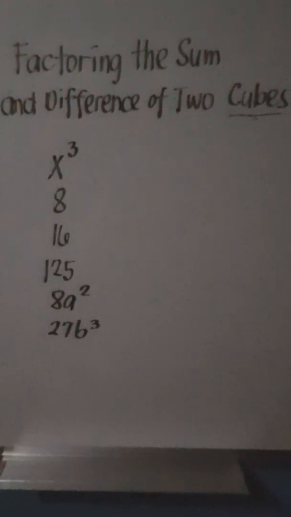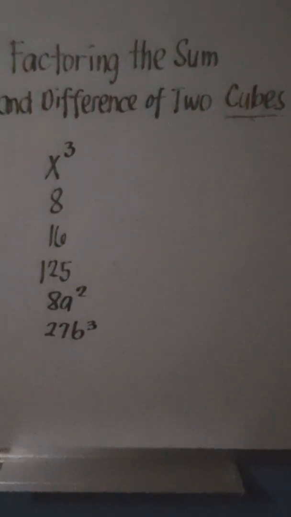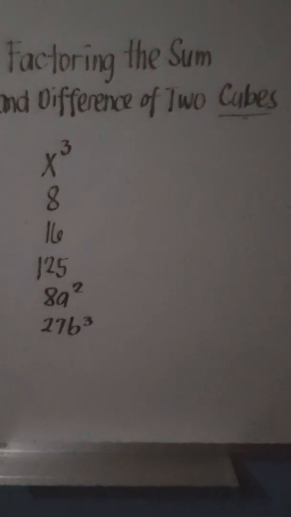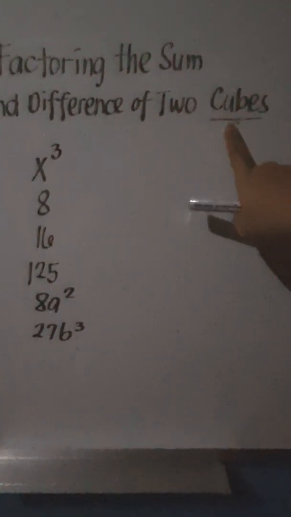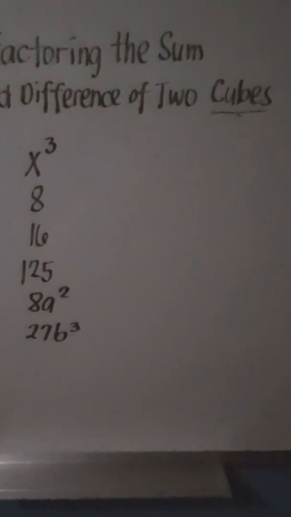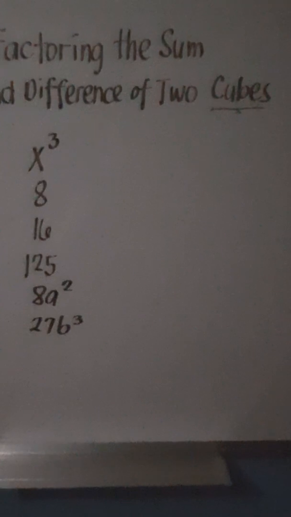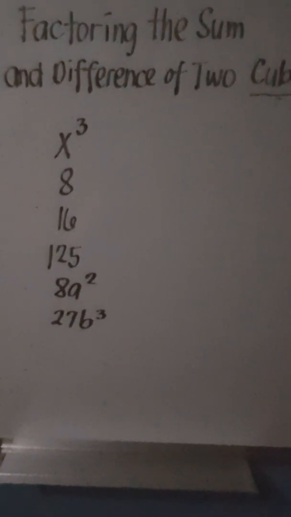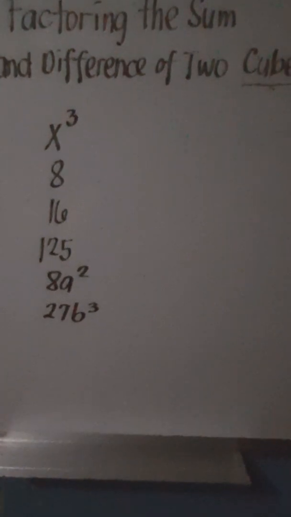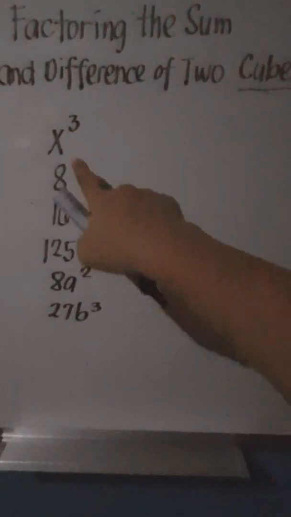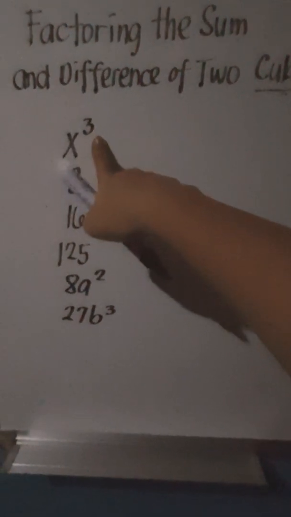Factoring the sum and difference of two cubes. So before we can factor the sum and difference of two cubes, first we have to know what the word cube means. So the word cube means it is a number that is a product of multiplying another number by itself 3 times. Let's take for example x cube or x to the power of 3.